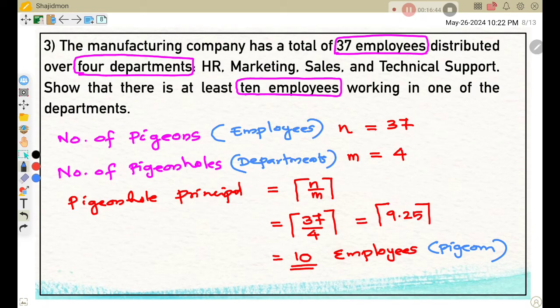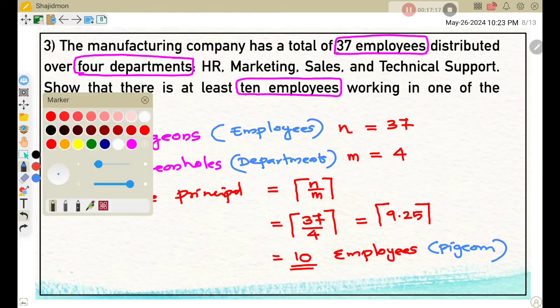So what is the answer we got? At least 10 employees work in one of the departments, that means HR, marketing, sales or technical support. Out of 37, at least 10 will be in one of the given 4 departments. So our answer is correct. Show that means we need to show that the answer is correct or not. We got the same answer: at least 10 employees are working in one of the departments. Hope you understood this question.